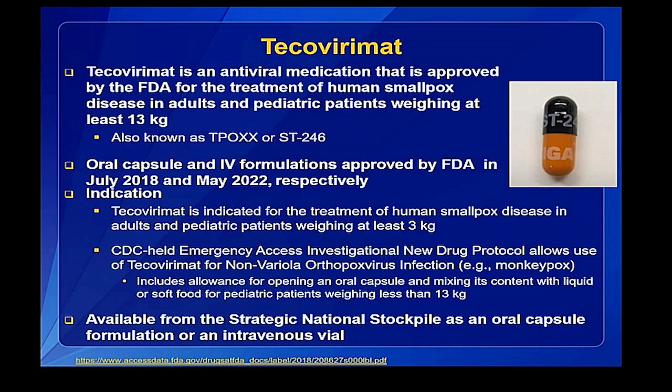Tecovirimat is an antiviral medication that is approved by the FDA for treatment of human smallpox in adults and pediatric patients weighing at least 3 kilograms. This is also known as TPOXX or ST-246, and both oral and IV formulations have been approved by FDA. Tecovirimat is indicated for the treatment of human smallpox only, and so CDC does hold an emergency access investigational new drug protocol to allow the use of tecovirimat for non-variola orthopoxvirus infections, including monkeypox. Currently, tecovirimat is available from the Strategic National Stockpile as an oral capsule formulation, as well as an intravenous vial.